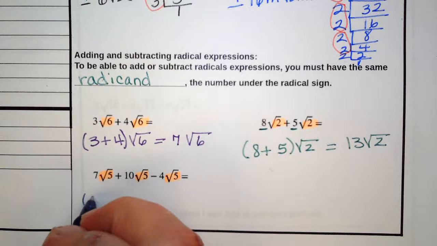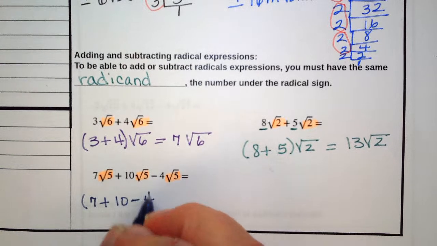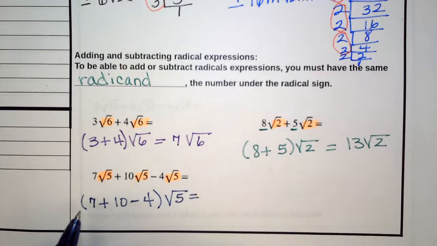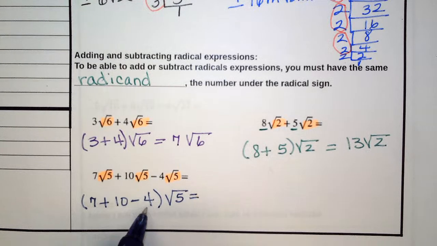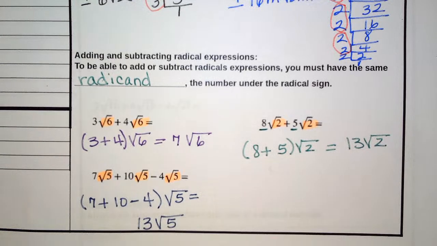So this becomes 7 plus 10 minus 4, square root of 5. 7 plus 10 is 17. 17 minus 4 is 13. 13 square root of 5 once we get it simplified. If you're not understanding, back it up and look at this part again.